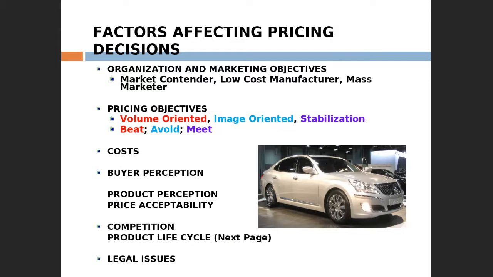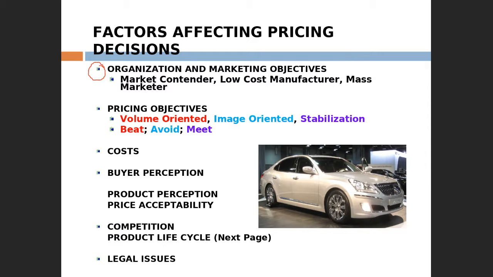So here we have the factors affecting pricing decisions. There are 1, 2, 3, 4, 5, 6 factors affecting pricing decisions, and we'll talk about them one at a time. The first factor is basically a combination of two sub-factors, namely organization and marketing objectives.